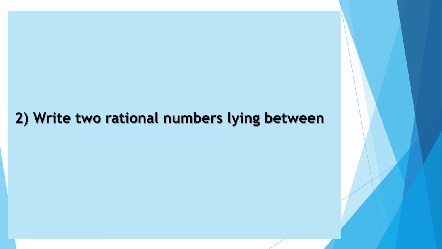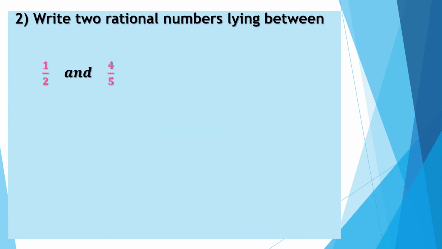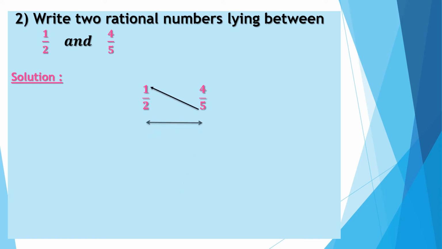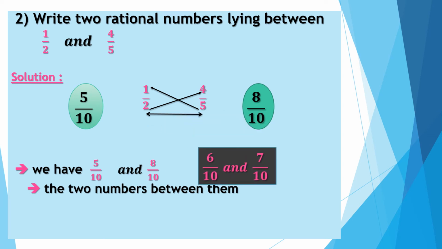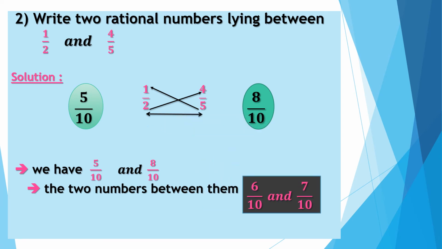Another example, write two rational numbers lying between 1 over 2 and 4 over 5. By the same way, cross multiplication, 5 times 1, the denominators times each other, it will be 2 times 5. So the new numbers are 5 over 10 and 8 over 10. We have two rational numbers between 5 over 10 and 8 over 10, like that. So the numbers will be 6 over 10 and 7 over 10.